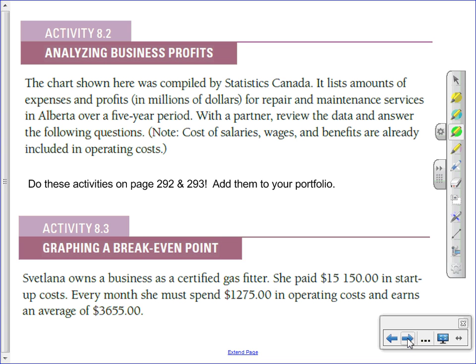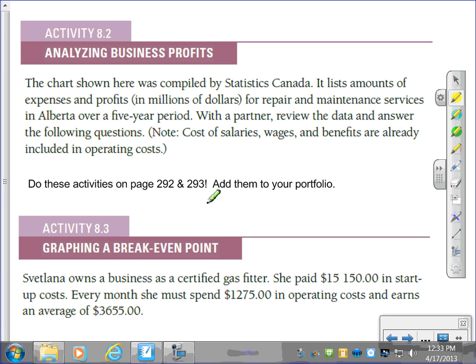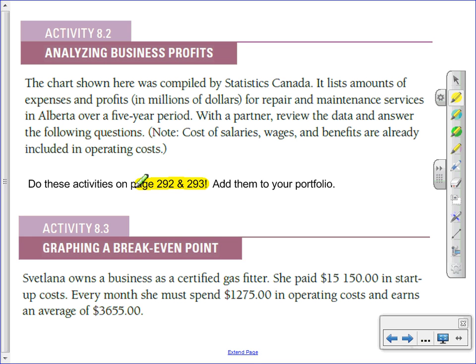get to those questions. There's also an activity on pages 292 and 293 that I'm going to expect you to do and then add them to your portfolio. And it is comparing expenses and profits, and that's regarding repair and maintenance services in Alberta. And I would like for you, either by yourself, if you're ahead of everybody, or with somebody else, to review the data and answer the questions. And then you're going to add that to your portfolio.